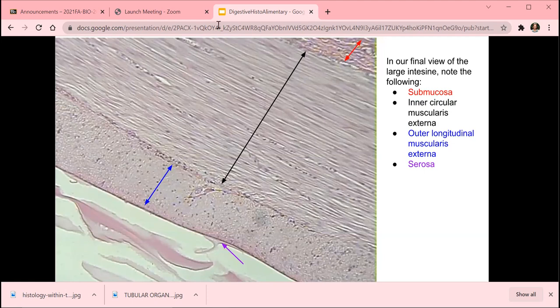In the next session, I will talk about the accessory digestive structures and their histology characteristics.